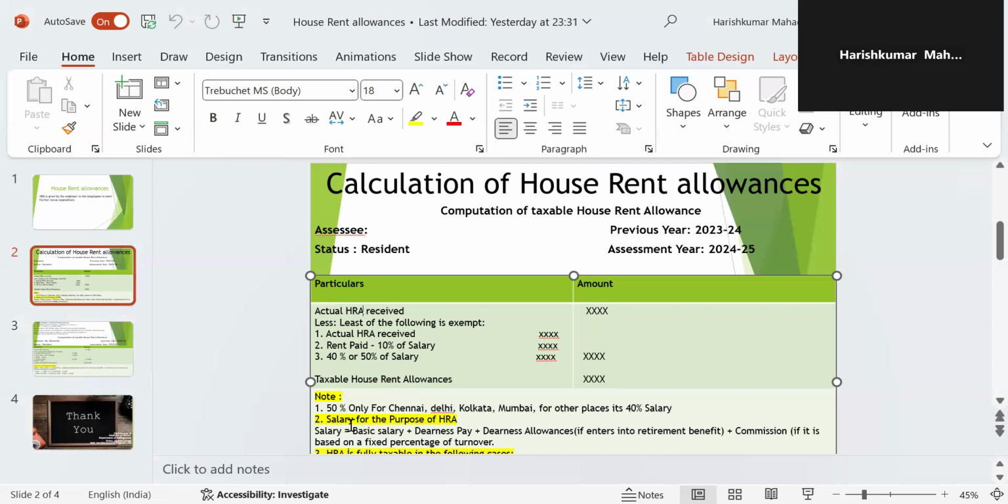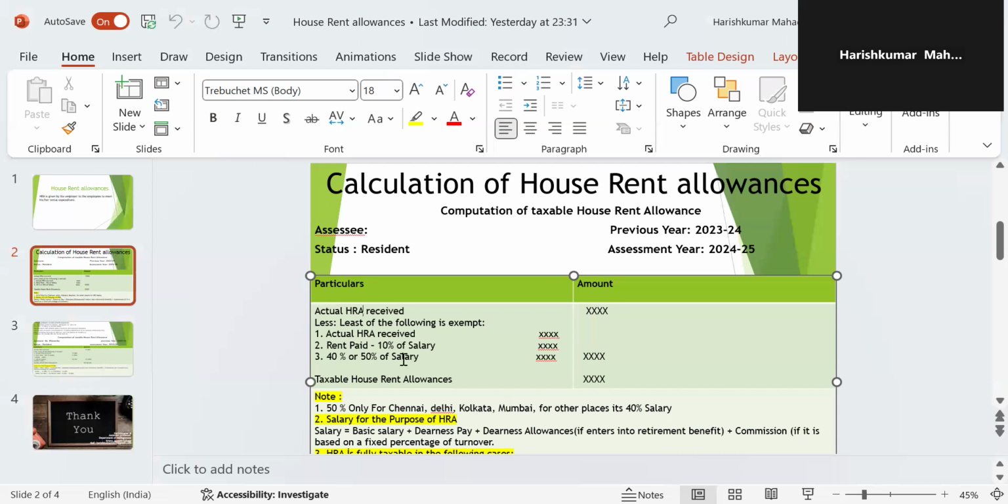See, note number 2, salary for the purpose of HRA is equal to basic salary plus dearness pay plus dearness allowance if it enters into retirement benefits. It's nothing but how much percentage of DA comes into retirement benefits, plus commission. It should be on the basis of turnover, how much commission received on the basis of sales. Sometimes in problems they'll give a fixed percentage of commission. At that time, you should not consider it. If the commission is on the basis of sales, only then you have to consider it.